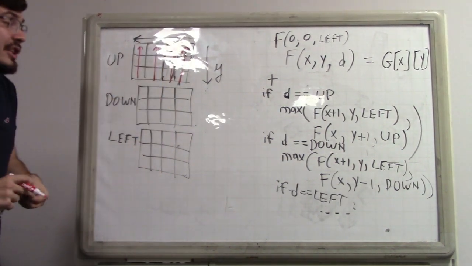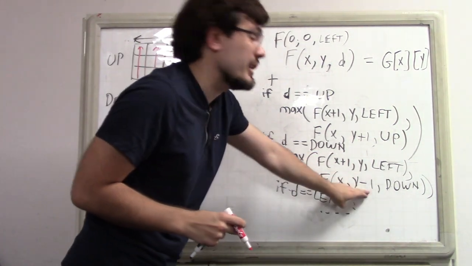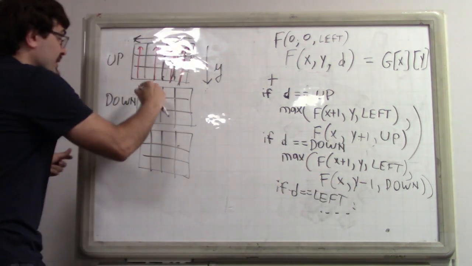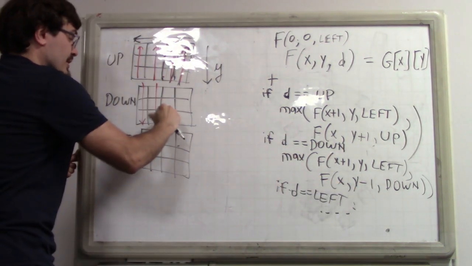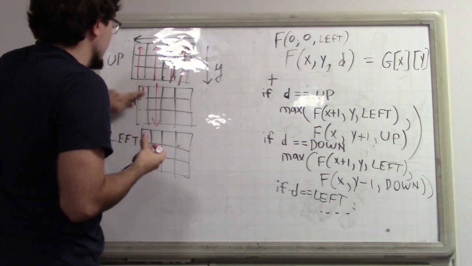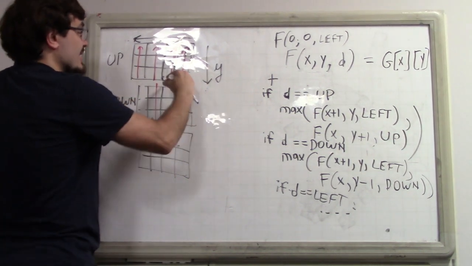For down, it's actually the opposite, because y depends only on lower values of y. So for down, we have to sweep in a different order. Well, sorry, it's actually still going right to left, so it's still going like this.